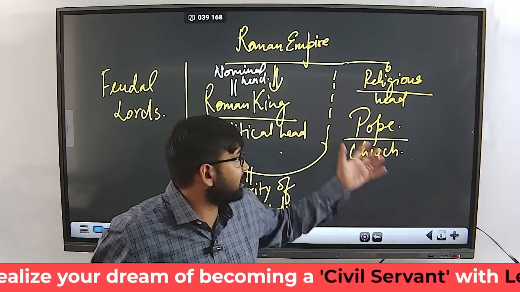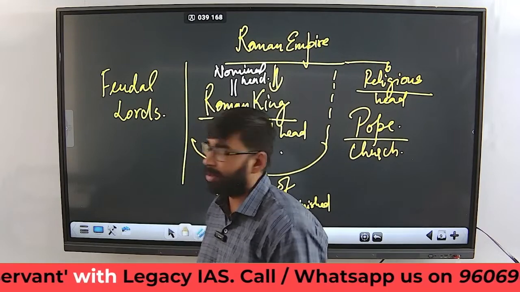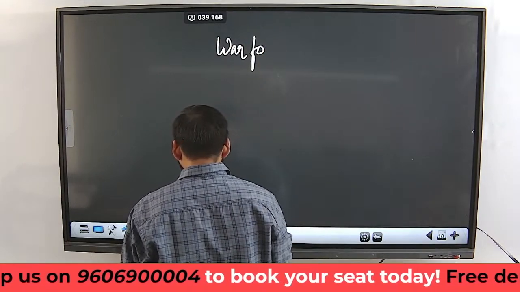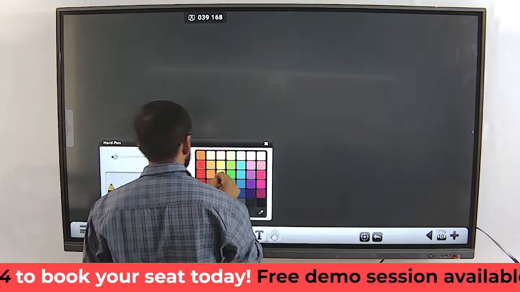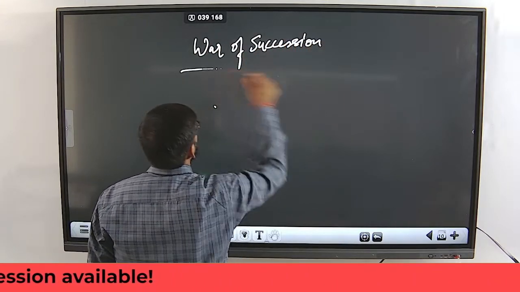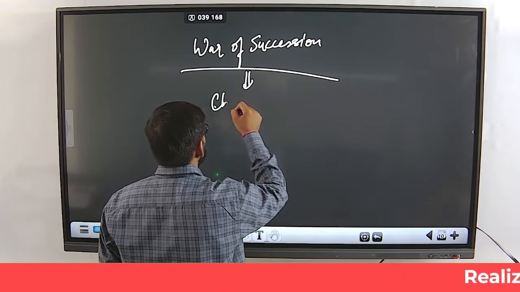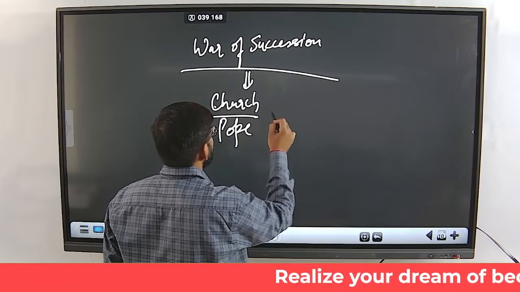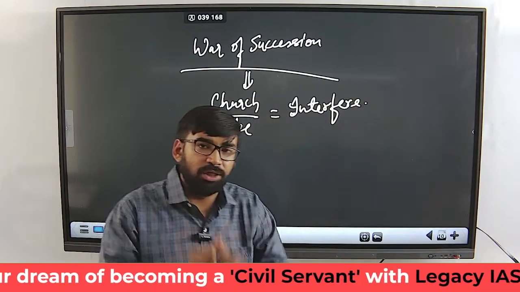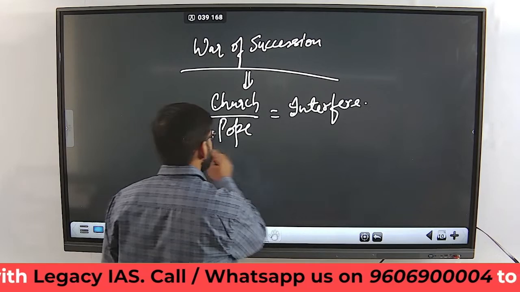Now, what they did, now different feudal lords were there. So, the war for succession started. Getting my point? Now, the war of succession. Okay, it was started. Now, when the war of succession was started, so church or pope used to interfere among the feudal lords, and in this scenario, they created puppet rulers. Getting my point?